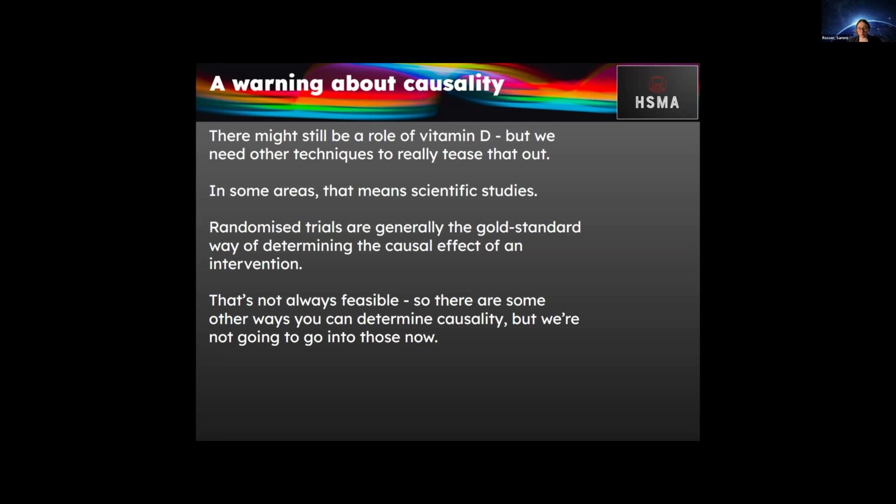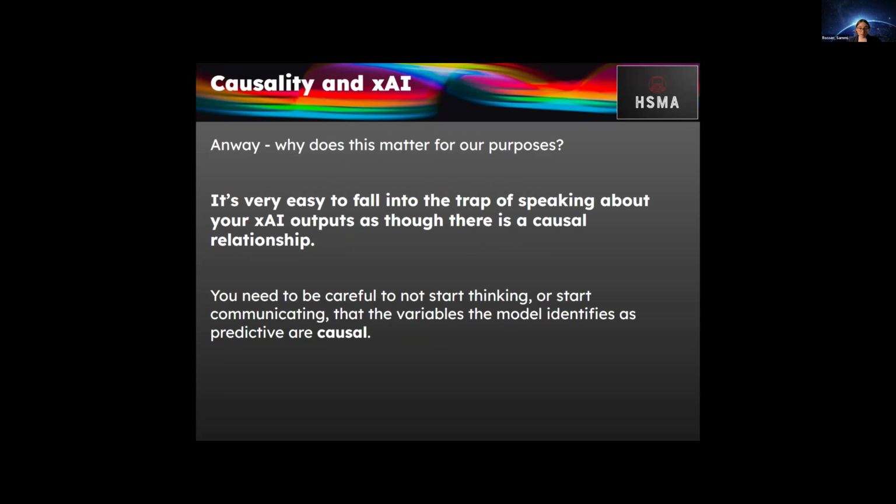We're not going to go into those now, but it is a big area that people are interested in for explainable AI. As I say, it's so easy to fall into the trap of speaking about your outputs as though there is a causal relationship. You just need to be so careful all the time to not start thinking or communicating that the variables the model identifies as predictive are causal. And it's something that you will need to rein your stakeholders in from doing as well. You need to make sure that you don't let them start talking in that way and start interpreting in that way. That's part of your role as a modeler, to really get them understanding what these mean.